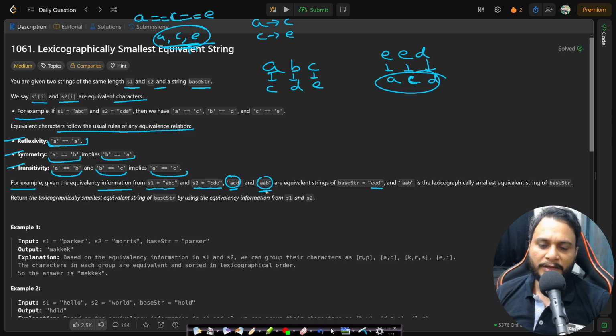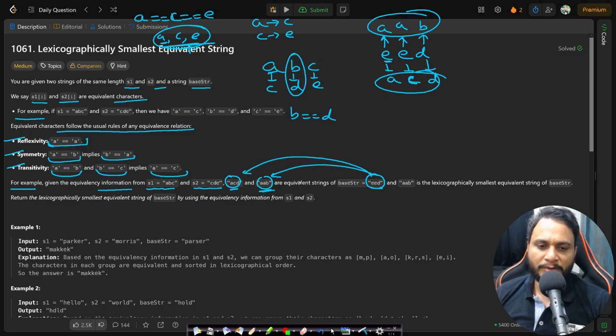How can you get aab? For this e, you can replace it with a, and you can replace the other e with another a. And for d, what is the equivalence? b and d are the same, so you can replace it with b and you will get aab. So they are saying that from the base string eed you can get both acd and aab, and maybe many other strings. But for this given base string and this relationship for s1 and s2, aab is the lexicographically smallest equivalent string of the base str that you can generate.